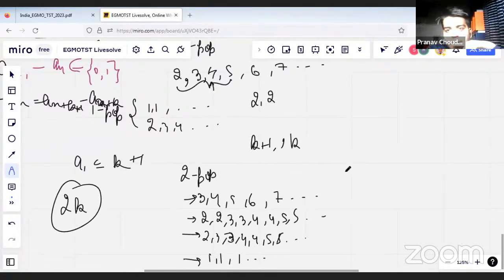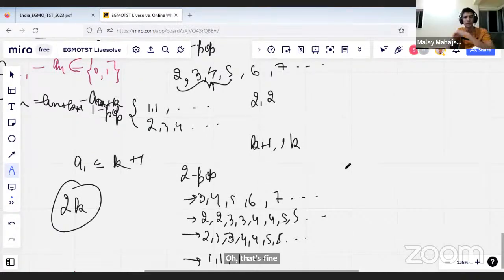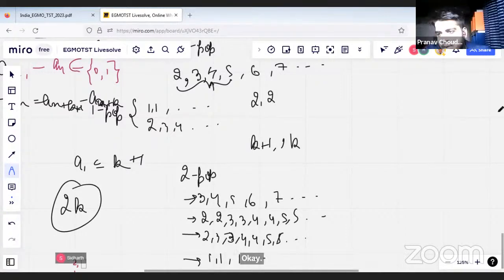Malay left. Right? Oh, it's mine. Oh, no, you were there. Okay, is it 2 to the power k? Oh, yeah, that is also possible.